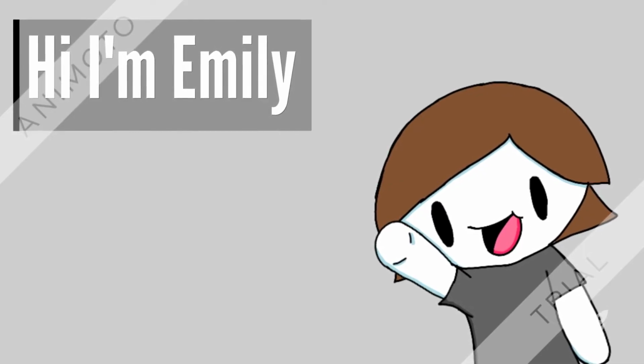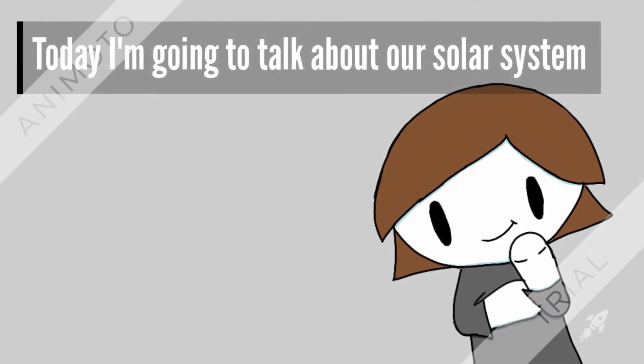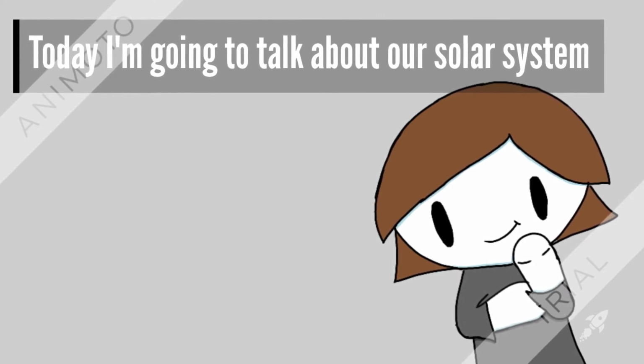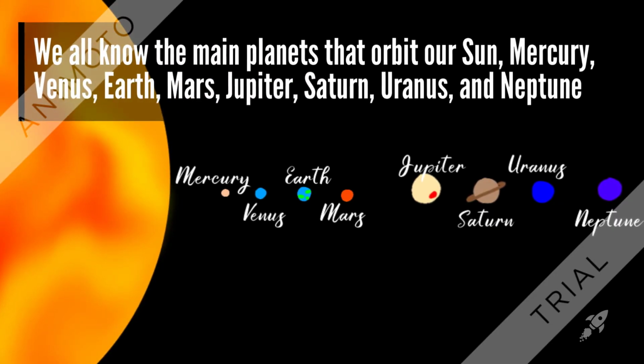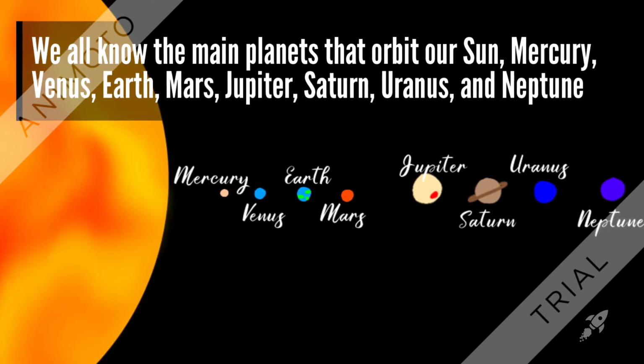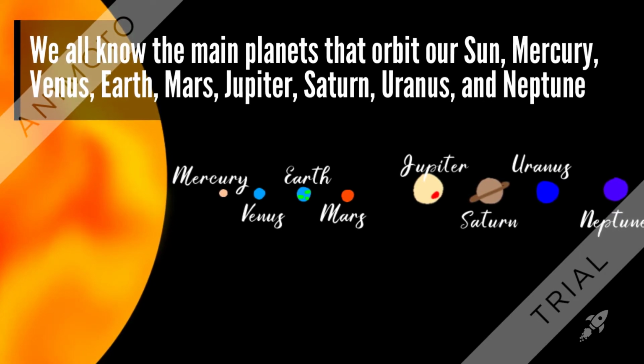Hi, I'm Emily, and today I'm going to talk about our solar system. We all know the main planets that orbit our sun: Mercury, Venus, Earth, Mars, Jupiter, Saturn, Uranus, and Neptune.